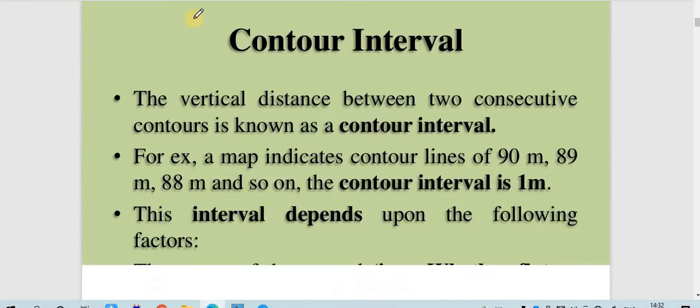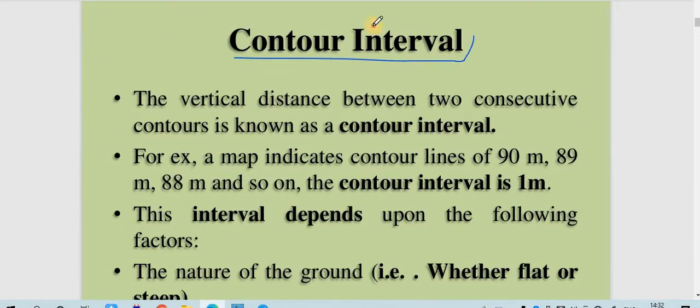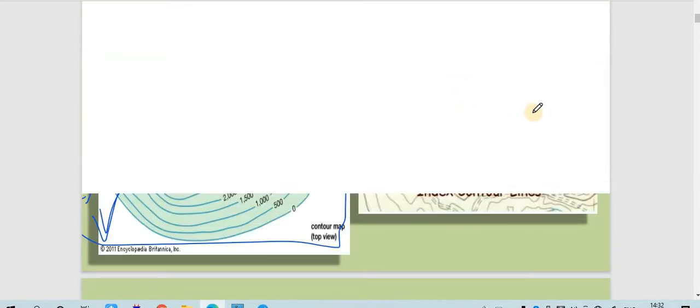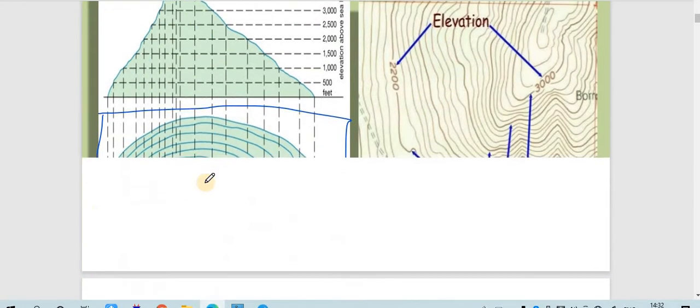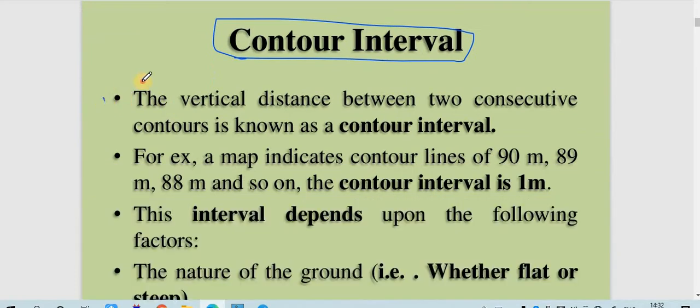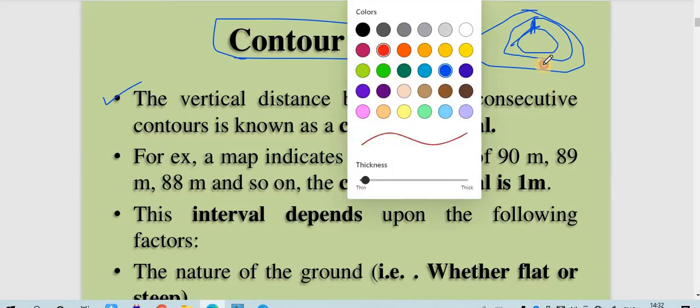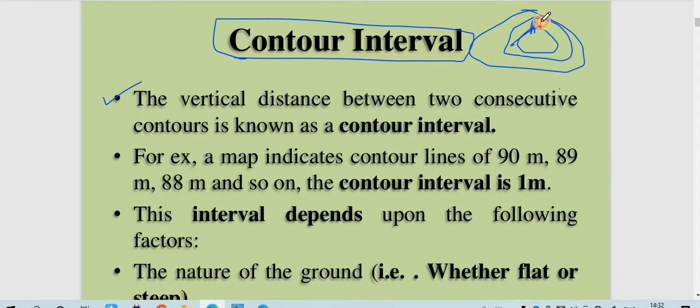Okay, next one is called the contour interval. So what is contour interval? The vertical distance between two consecutive contours is known as the contour interval. As you know, contour lines are like this. So if we draw a vertical line between two consecutive contours, this vertical line is nothing but your contour interval.